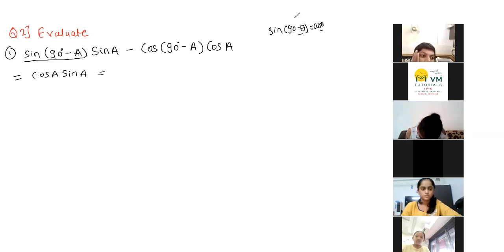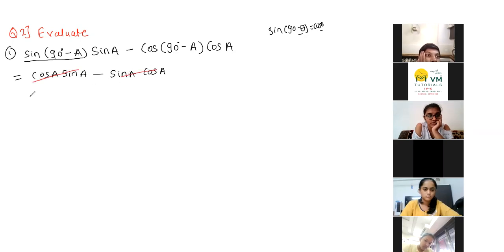Minus, cos 90 minus a is equal to sine a. Sine a, and the next one is cos a. See, on either side of the minus sign: cos a, sine a, sine a, cos a. One is positive, one is negative, so both cancel. Zero. Your answer is zero.